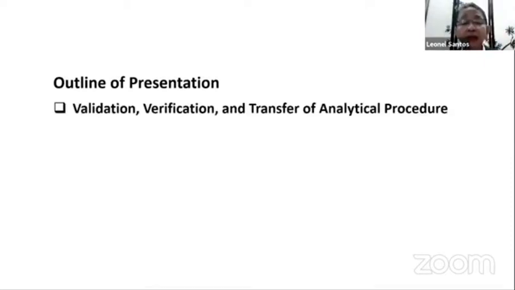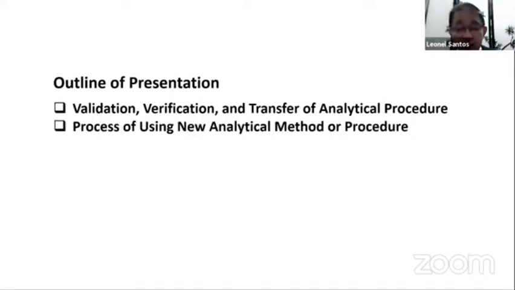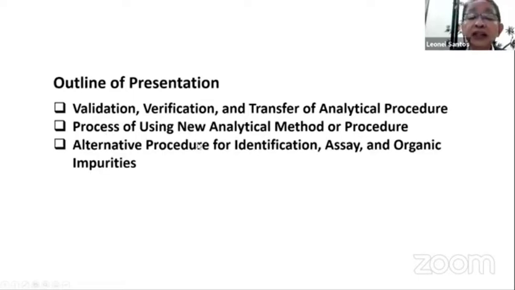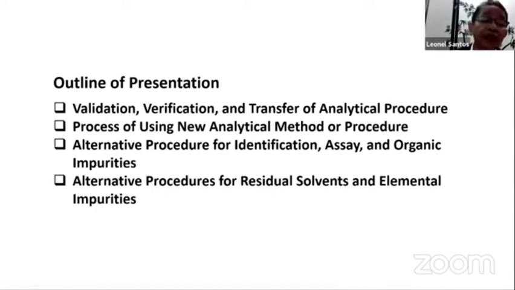In terms of the outline of my presentation, I will briefly discuss the validation, verification, and transfer of analytical procedure, which I will be presenting in the next presentation. Also, again, mention about the process of using a new analytical method or procedure. The one that I will be starting to describe to you in terms of the development of an alternative procedure for test procedures such as those in the identification, assay, and organic impurities. And finally, describe to you alternative procedures for residual solvents and elemental impurities.